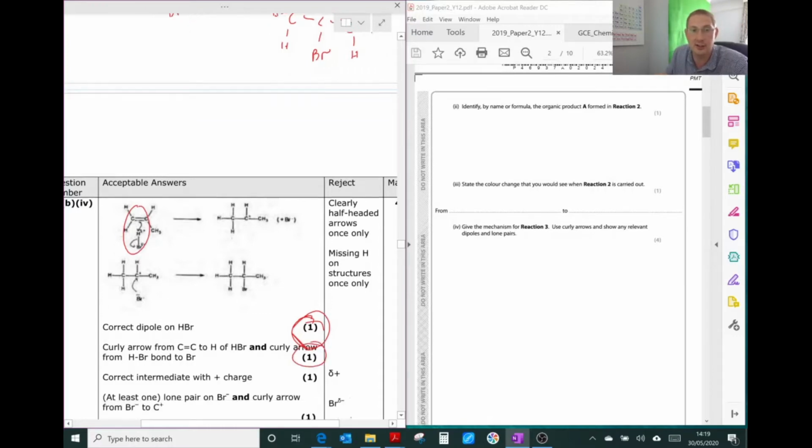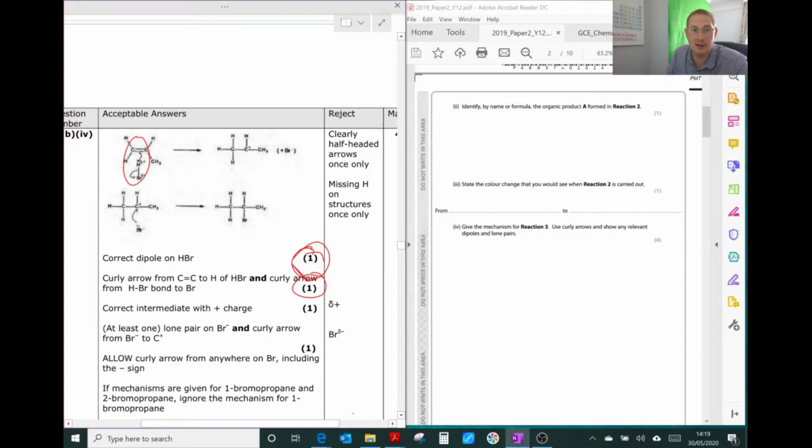The second mark there: the correct intermediate with the positive charge. So there was specifically 1 mark for showing that the cation would be on the middle carbon there. And finally, a curly arrow from anywhere on the bromine, including the minus sign or the lone pair, to that carbocation. Ideally though, showing a lone pair on the bromine and the curly arrow from that to the carbocation. But it did allow it from the negative sign onto that carbon, and that was your 4th mark.